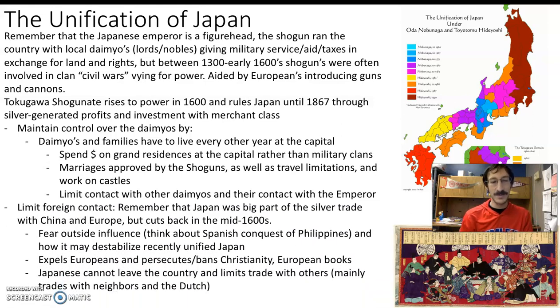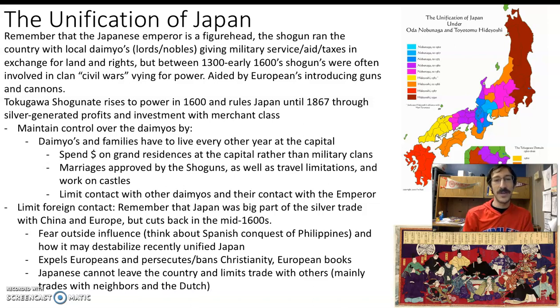So Japan, as a big part of that foreign trade of silver with China and Europe, decides to cut back in the 1600s and just invest within Japan. A lot of this is focused on maintaining stability within Japan, because they don't want to go back into periods of civil war and infighting. Instead, they feel that if they can limit outside influence and outside pressures, they can keep Japan whole and self-sustaining. That's the intent the Japanese have.